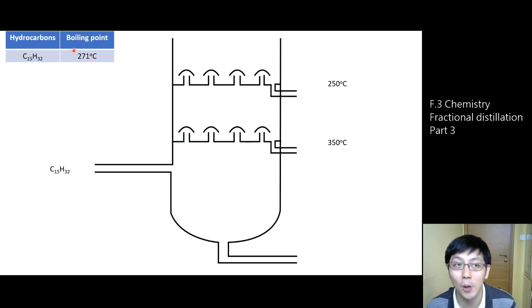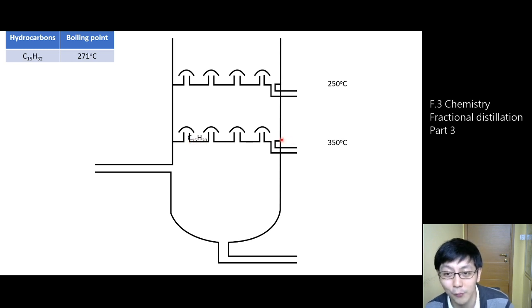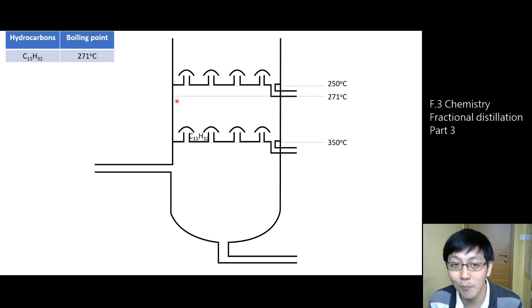C13H32. It has a boiling point of 271 degrees Celsius. Again, when it goes to a furnace, it does not exist in liquid form. 佢仲係 gas 嚟嘅。So it goes up, passes through the first layer. 呢層 layer 冇問題 350 degrees Celsius. It is not being condensed. It still exists as gas. So it will go up. It will go up. However, again, there may be some region.